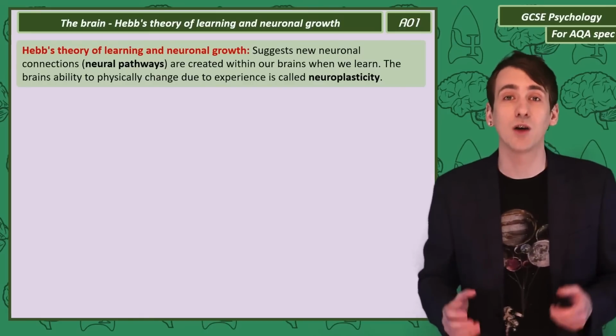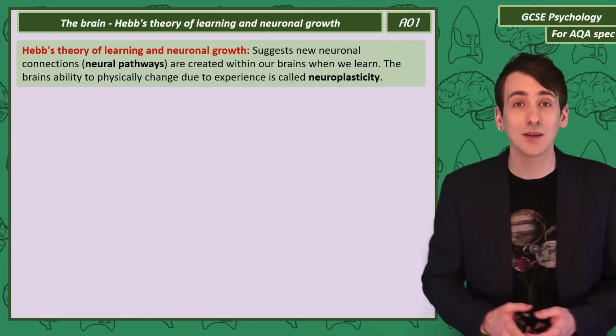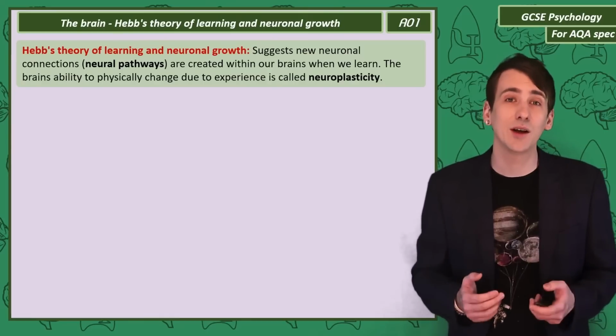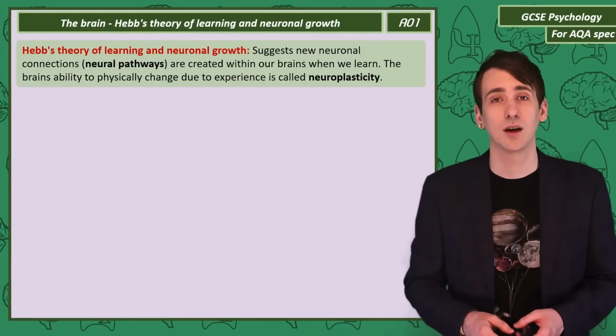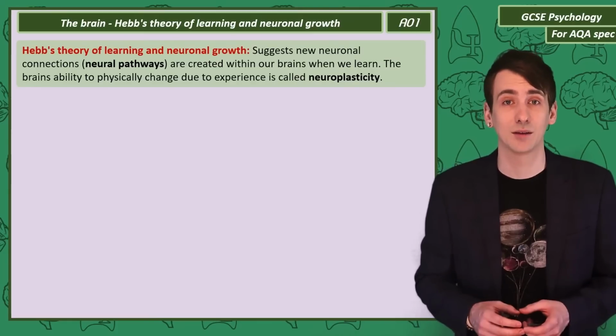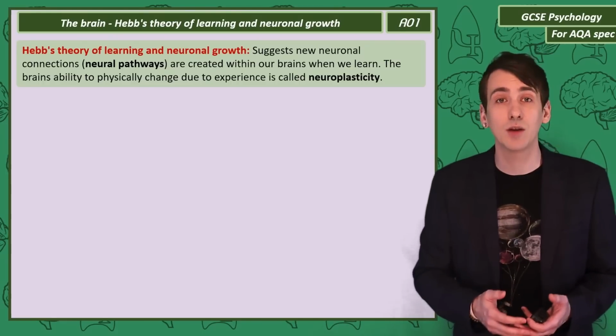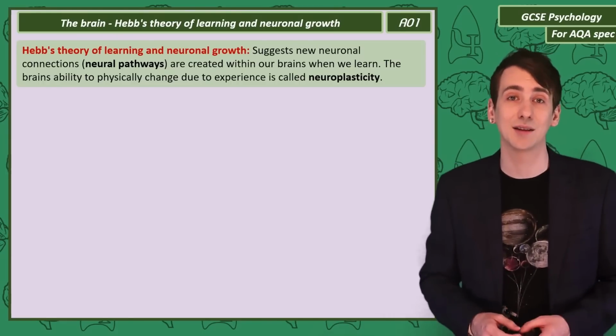Your brain is constructed of many neuronal pathways. These are connections between groups of neurons. Now, Hebb suggests that when we learn, our brain physically changes, creating new neural pathways. The term we give for our brain physically changing in response to experience is neural plasticity.